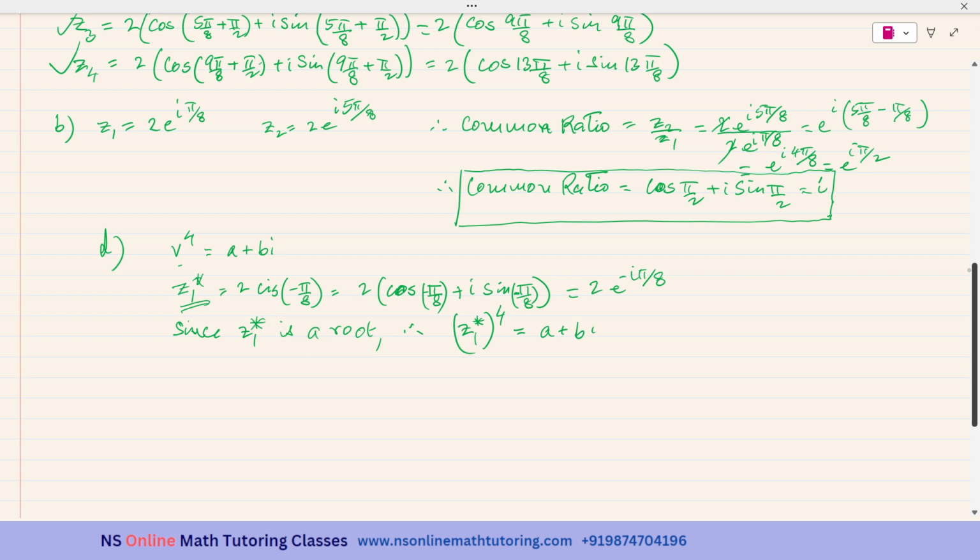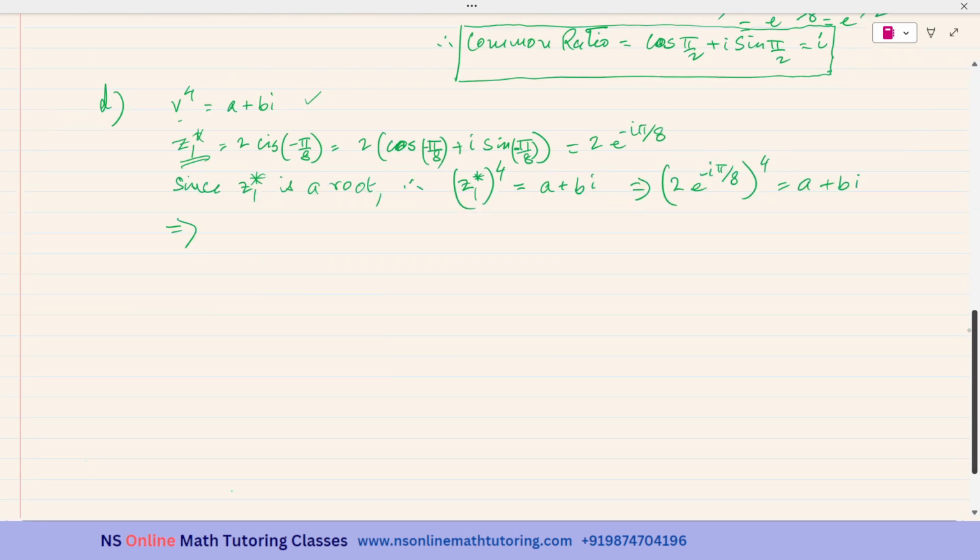I have shown you that you can take any of the 4 roots, and that will satisfy this equation. So I am taking z1 star. And what is z1 star to the power of 4? This is 2 e to the power of negative i pi over 8 raised to the power of 4 is equal to a plus bi. So 2 to the power of 4 is 16 and e to the power of negative i pi over 8 times 4.